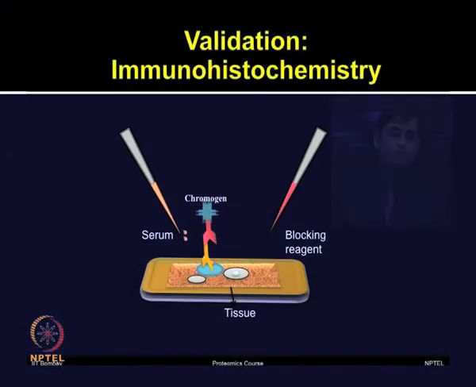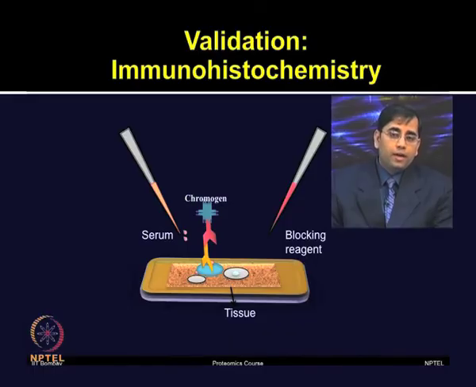Authors also employed immunohistochemistry or IHC for validating the pigment epithelium derived factor PEDF and zinc alpha 2 glycoprotein, so that they are very confident that the proteins which they have identified from the proteomic profiling are real, and they also tested those on independent tissue samples.